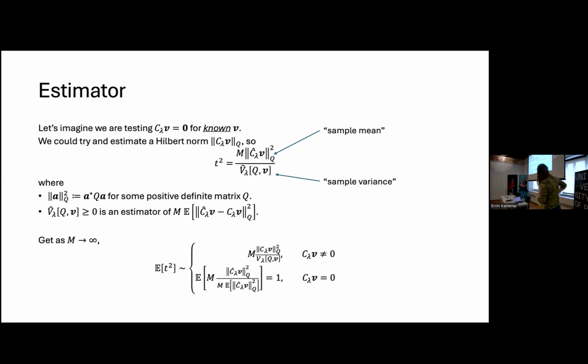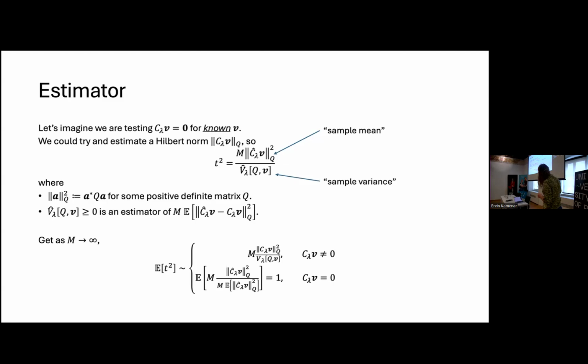Okay, so at this point, I should just say we're trying to keep it general. We don't want to necessarily specify a specific norm on my matrix because I don't necessarily know what the best norm for it is going to be. I just want to keep my options open, really. So any Hilbert space norm we can write in this form, A star QA for some positive definite matrix Q. There's a one-to-one relationship between Hilbert norms and positive definite matrices in finite dimensions.